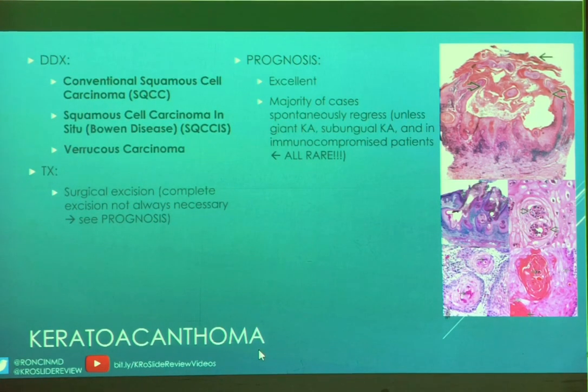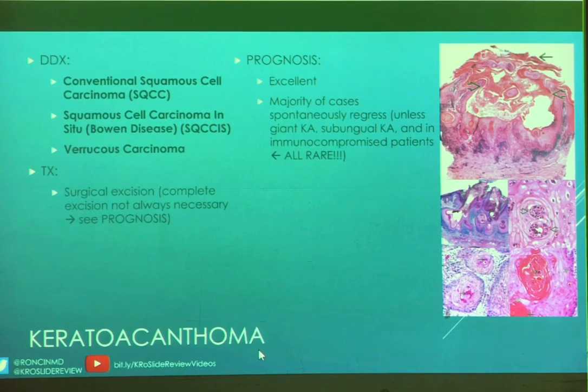Subungual or underneath the nail, and immunocompromised patients. We really have a low threshold for wanting things out in immunocompromised patients. But all those things put together, those are all rare instances, okay? So most of these will regress on their own, and not having complete excision is fine in most cases.